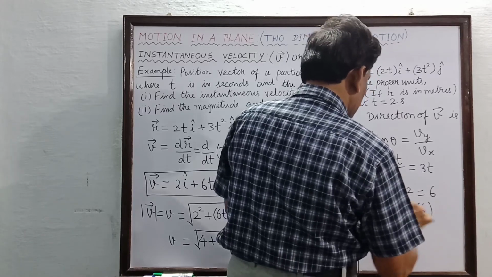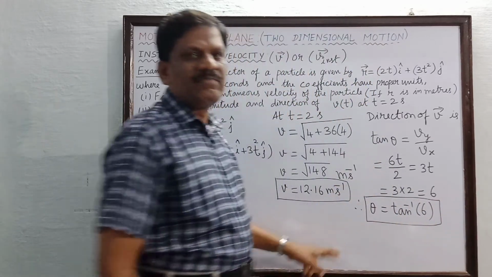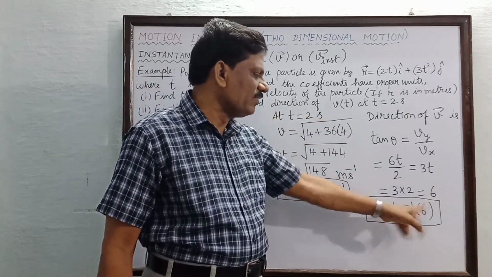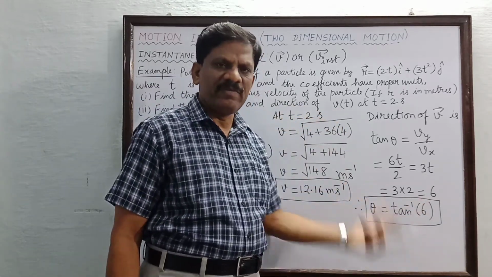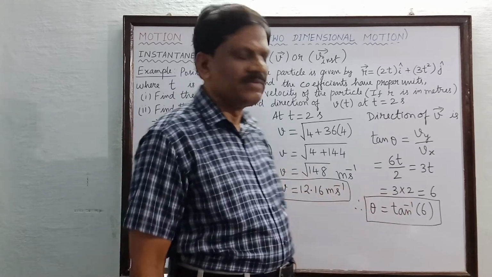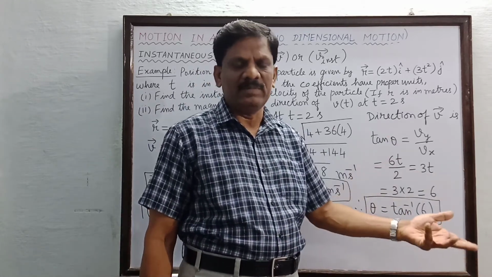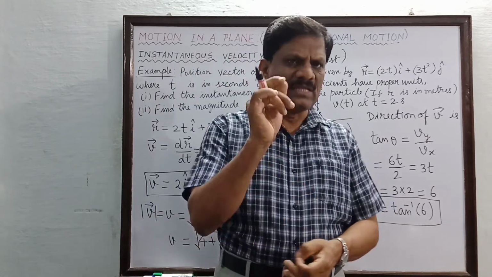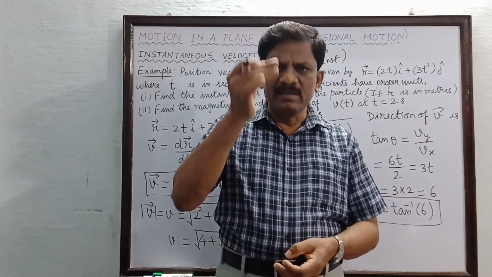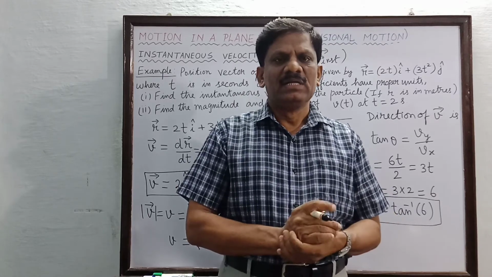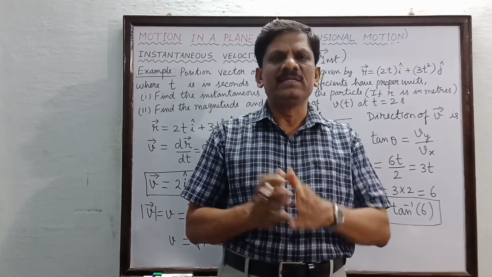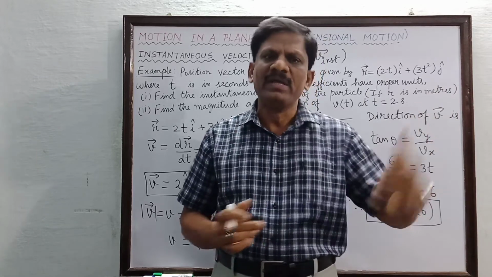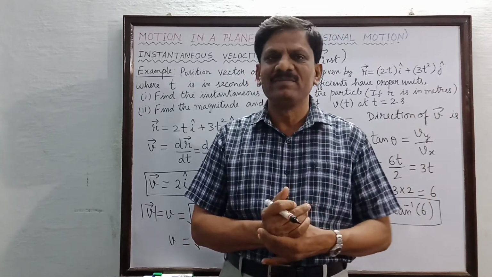So this is the answer for the second part. The direction of this velocity is tan inverse of 6. If you find it in the calculator, tan inverse of 6 will come as 80 plus some value. Once again, what is meant by instantaneous velocity? It is the velocity of a particle at a particular instant of time. The average velocity is called the instantaneous velocity when delta t tends to 0. I hope you have understood.